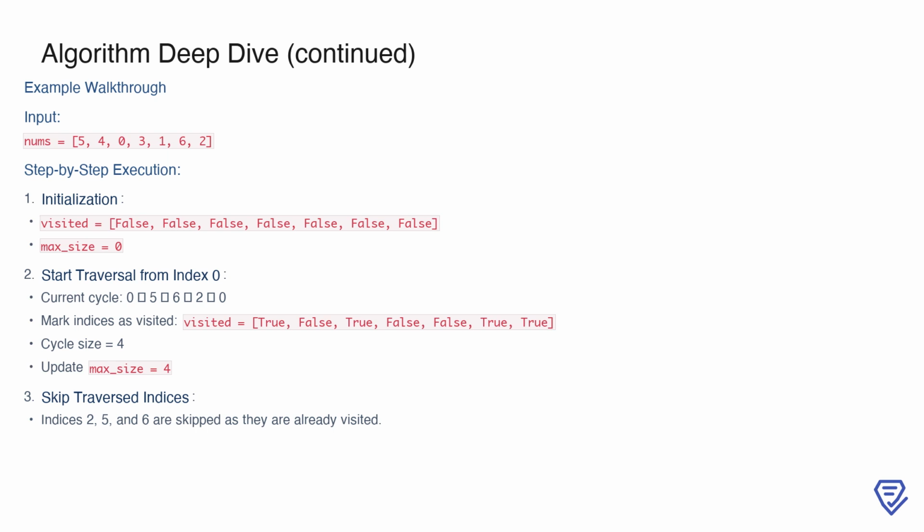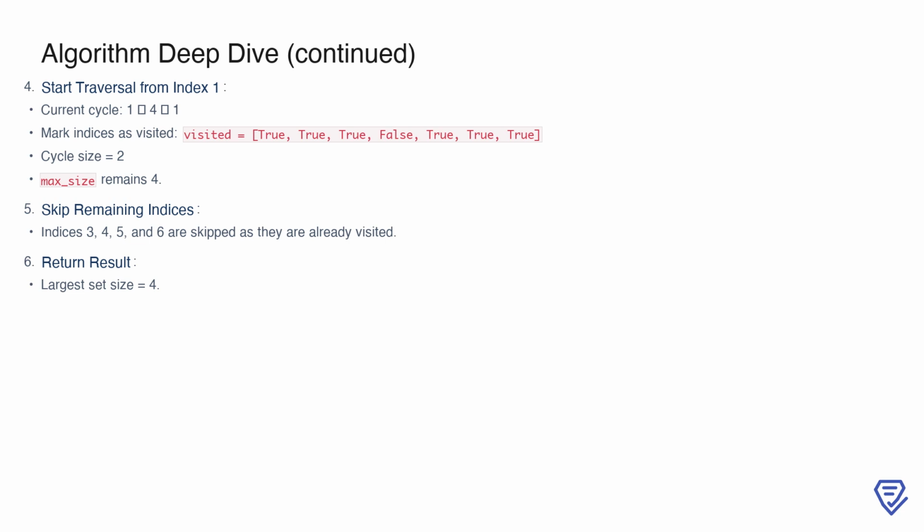Next, we skip indices 2, 5, and 6, as they are already marked as visited, ensuring we don't process them again. Continuing from the remaining indices, we start a new traversal at index 1. This time, the cycle is 1, 4, 1. During this traversal, we mark indices 1 and 4 as visited, updating the visited array to true, true, true, false, true, true, true. The size of this cycle is 2, which is smaller than the current max_size, so max_size remains 4. Finally, we skip indices 3, 4, 5, and 6, as they have already been visited.